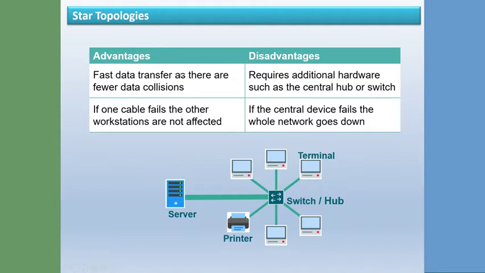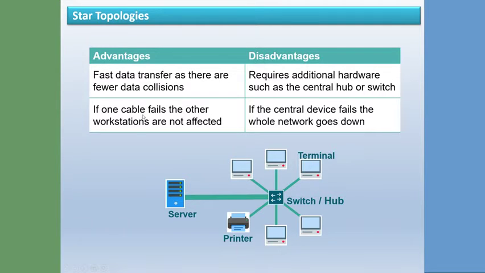So the advantages: fast data transfer as there are fewer collisions. If that computer is communicating with this printer, it has a direct connection via the switch. It's not going via any other computer, and the switch handles the data. It transfers it at the right time in the right order to where it needs to go. So it reduces data collision.